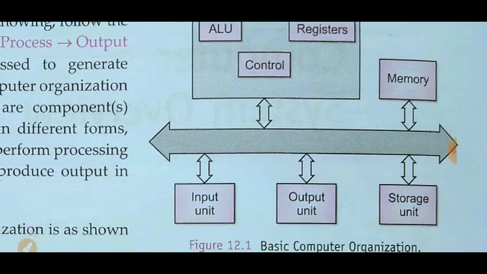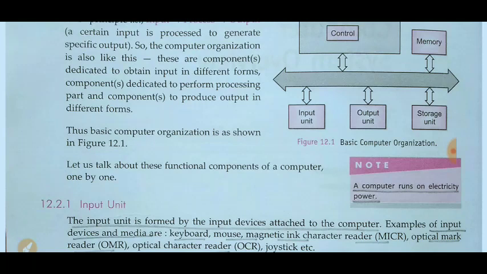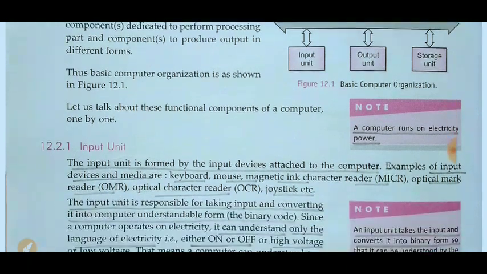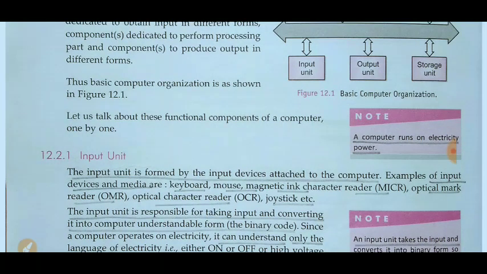Now let's move further. Functional components of a computer. So one by one we will discuss functional components of a computer. First one is input unit. Input unit is formed by the input devices attached to the computer. Unit is nothing but it is a single thing. Unit means one. How will we create input unit? We can create input unit when input devices are attached with the computer system.